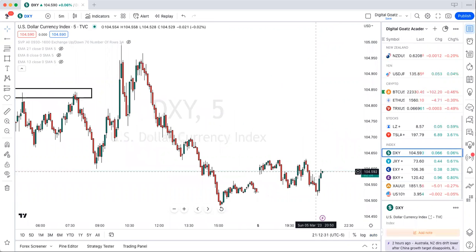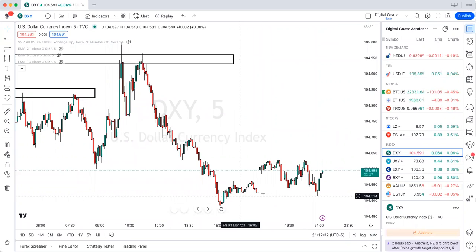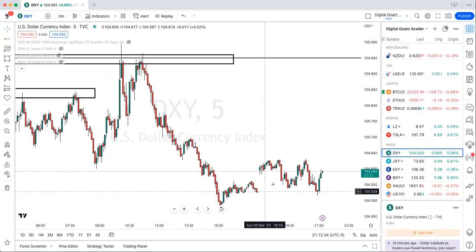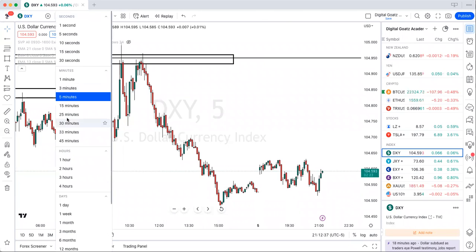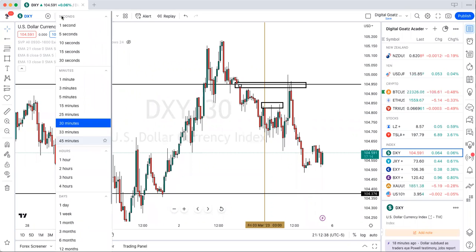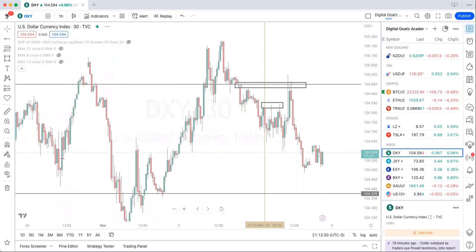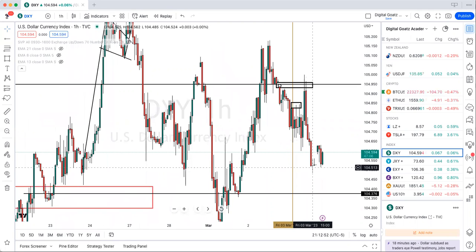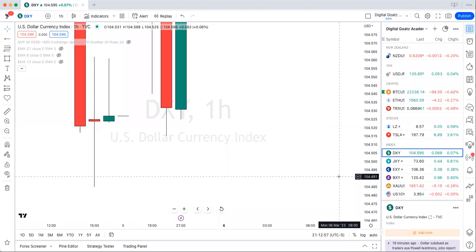So DXY actually came down and did it collect that gap? Is that the gap that it made? I thought it created another gap. So there's a gap right here, if you guys can see, that the DXY created.